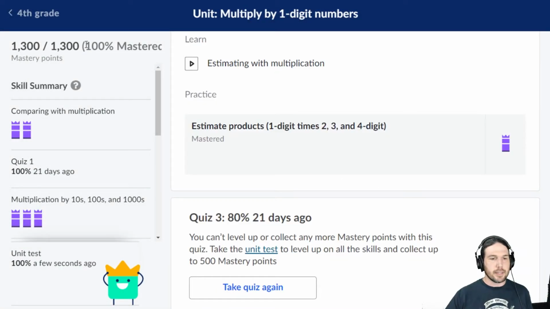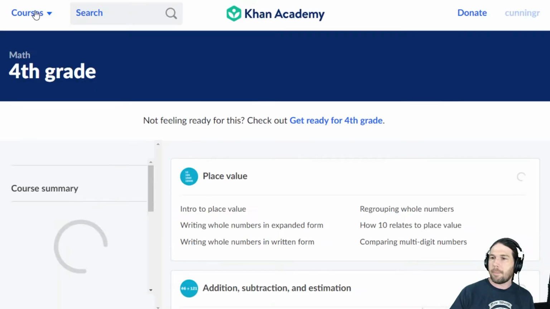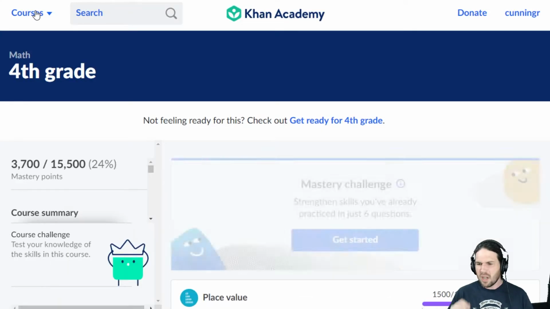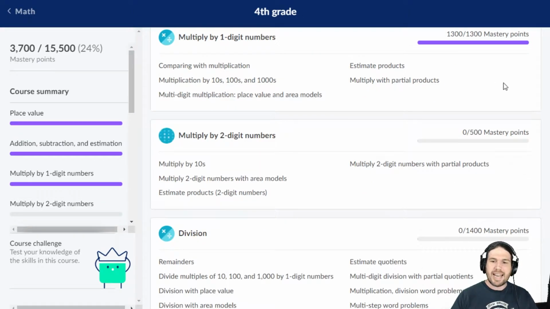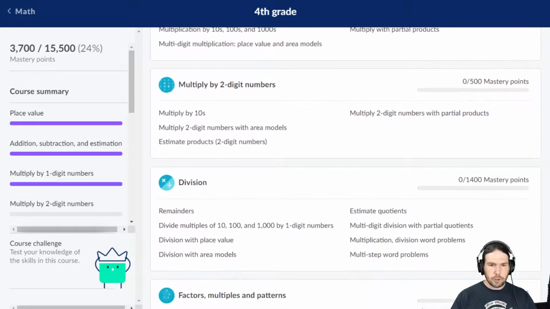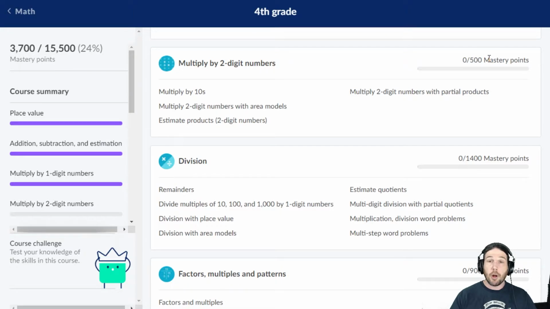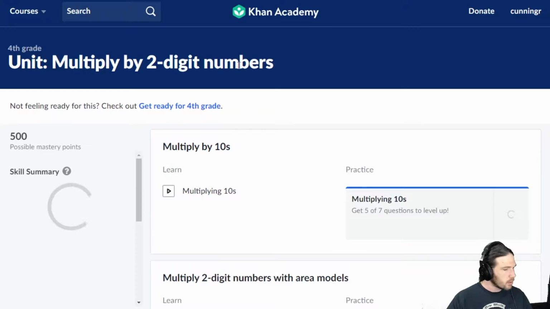And that, friends, brings us to 100% mastered on multiply by one-digit numbers. We're going to back out into 4th grade and continue on our journey. Up next, multiply by 2-digit numbers. It's a nice small one. We should be able to get through this one tonight. We are only 40 minutes in. We're doing great. Let's move along.